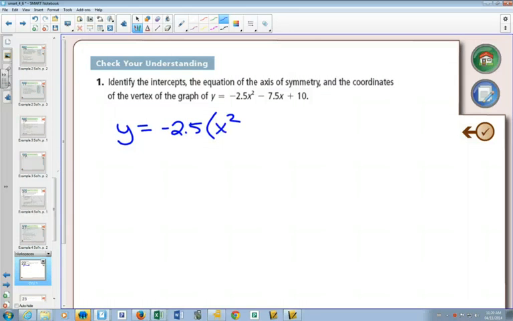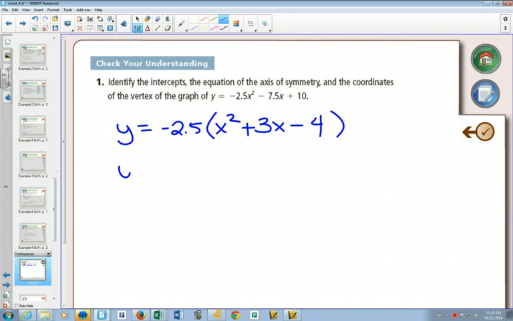That would leave me with x squared. If I take a 2.5 out of 7.5, what am I left with? Plus, because a negative times a positive would be negative, 3x. And how many 2.5s are there in 10? 4 of them. Now what's inside the brackets looks much nicer.